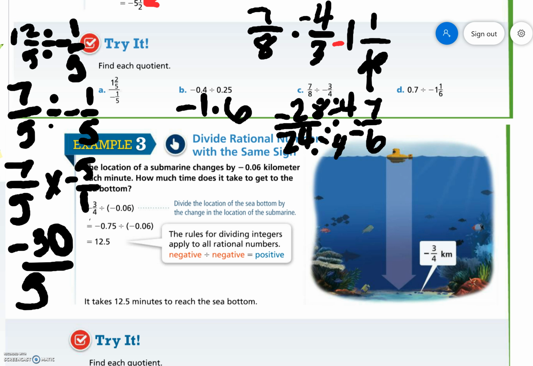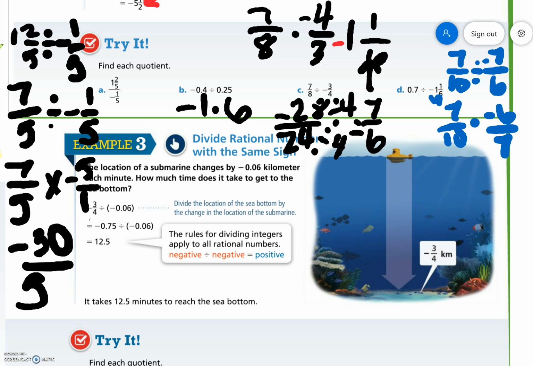And last but not least, turn D into a fraction. 7/10, 0.7, it's in the tens place. 7/10 divided by, let's get mad, 7 over 6. Don't forget your negative. Stay, change, flip. So we are going to have negative 42 over 70, which we can divide both of those by 14, to give us negative 3 over 5.